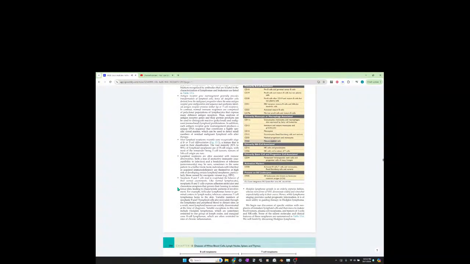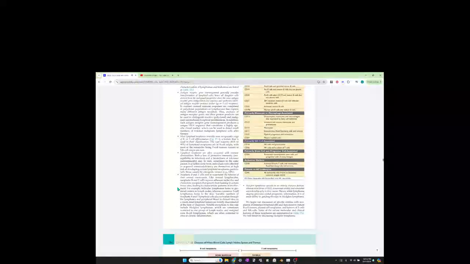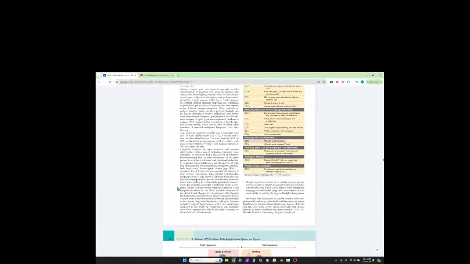CD64: mature myeloid cells. Primarily NK cell associated: CD16, NK cells and granulocytes. CD56: NK cells and a subset of T cells. Primarily stem cell and progenitor cell associated: CD34, pluripotent hematopoietic stem cells and progenitor cells of many lineages.